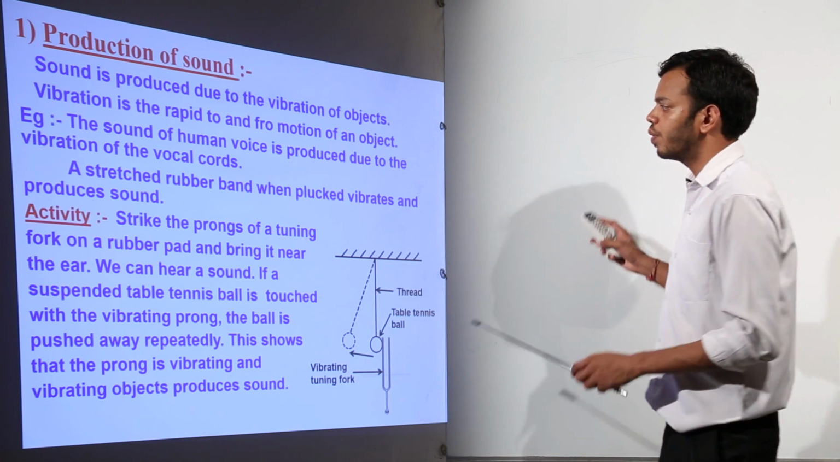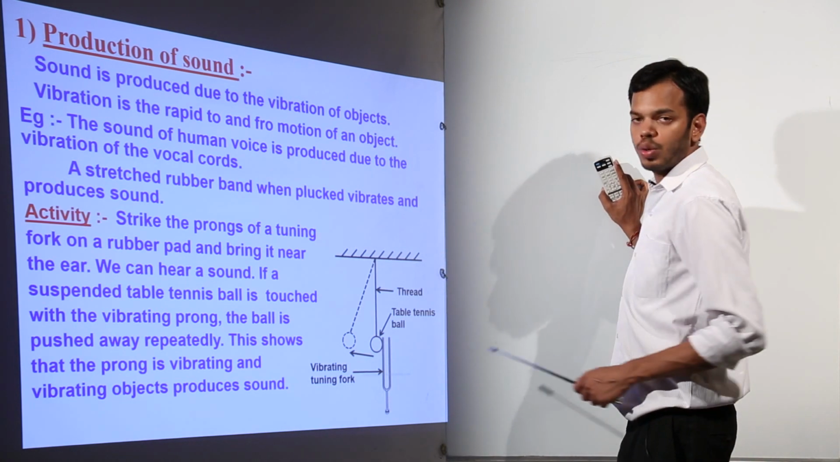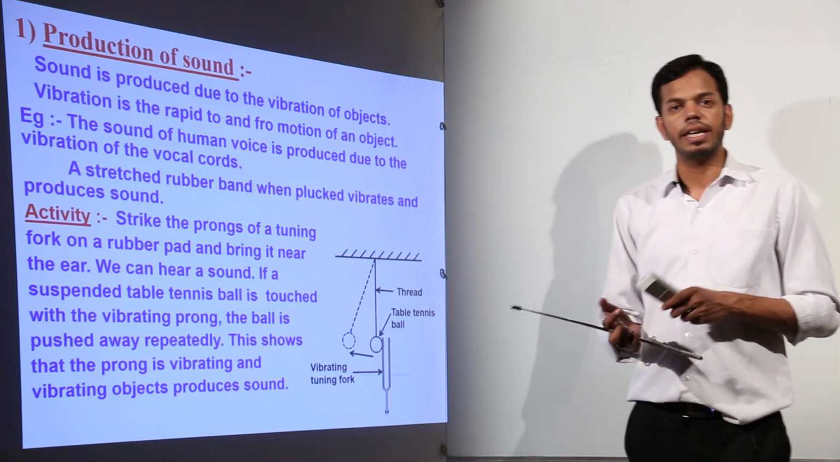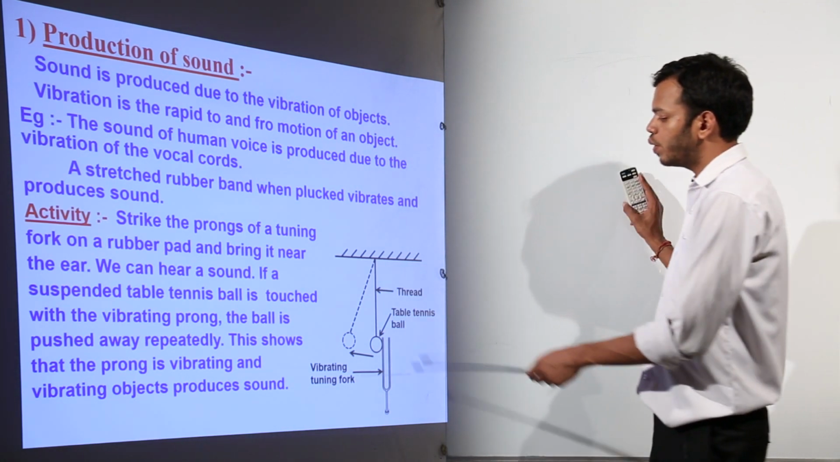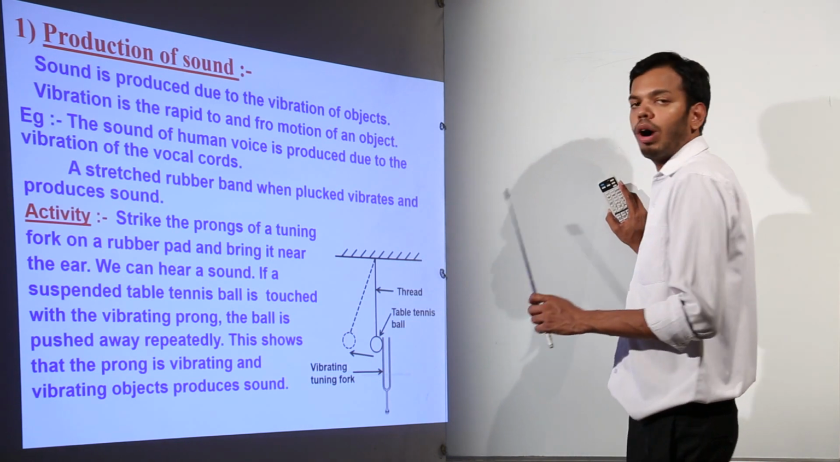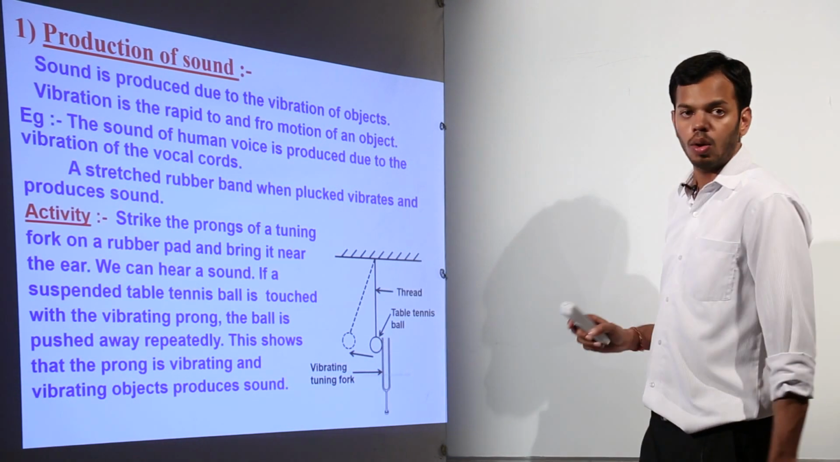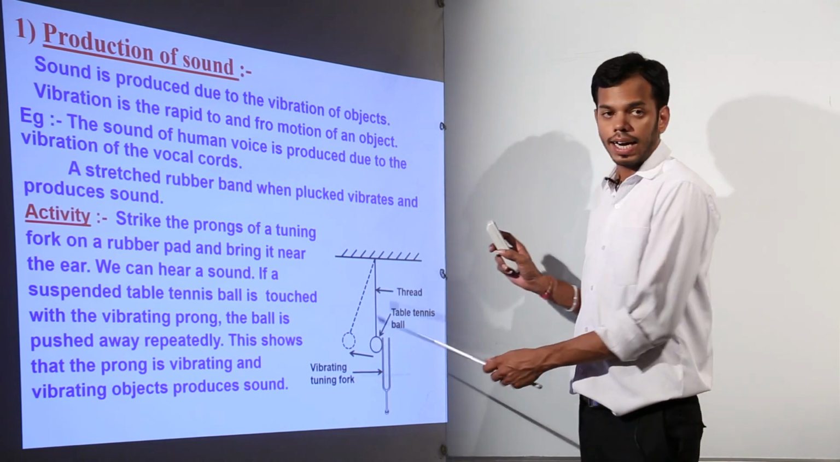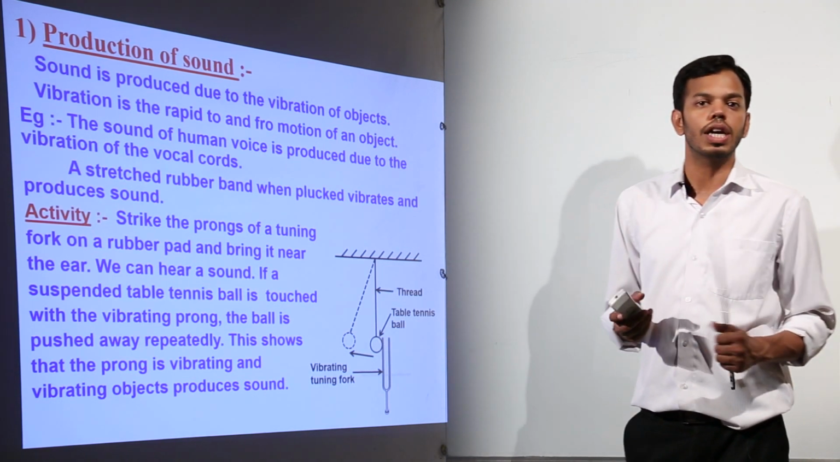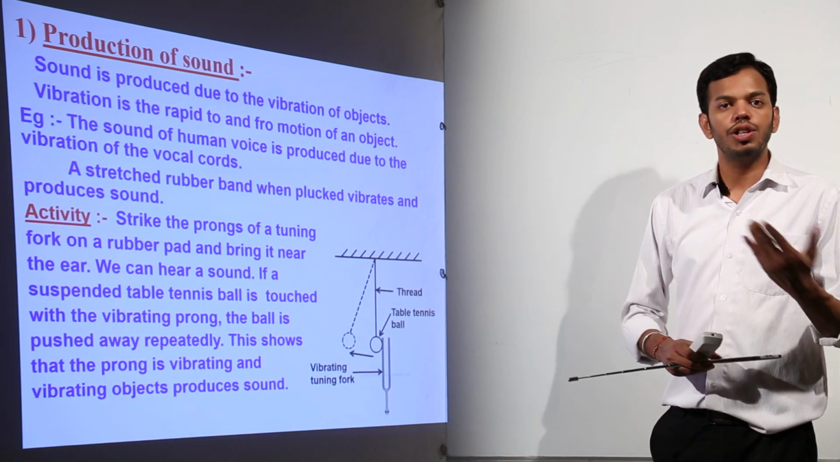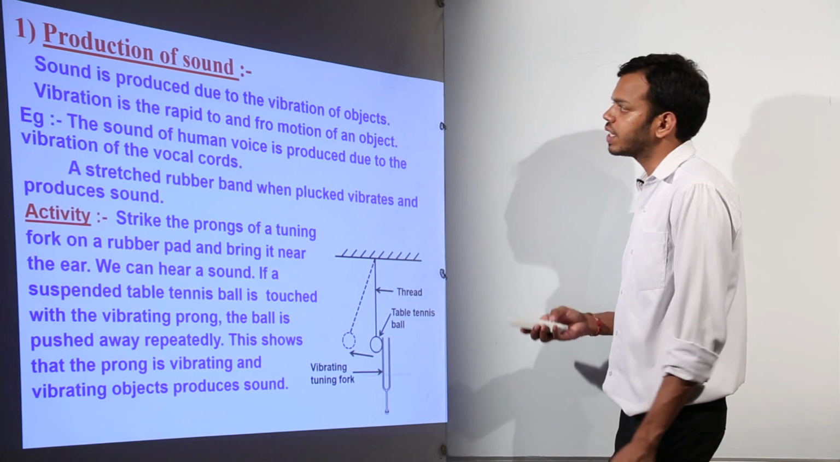And how do they do so? Strike the prongs of a tuning fork. Suppose I have a tuning fork in my hand, I strike it on the table and I place it very near to a hanging bob. A bob is basically a small metal ball. Okay, so it is very close to it. So when it starts touching it, the vibrations produce continuous sound. So this continuous vibration produced a continuing sound. This is an activity which can be done.